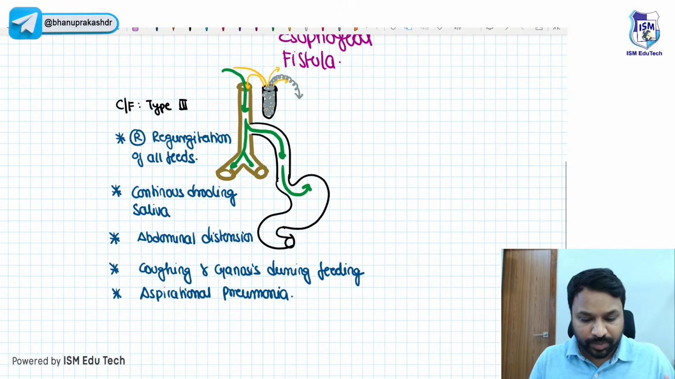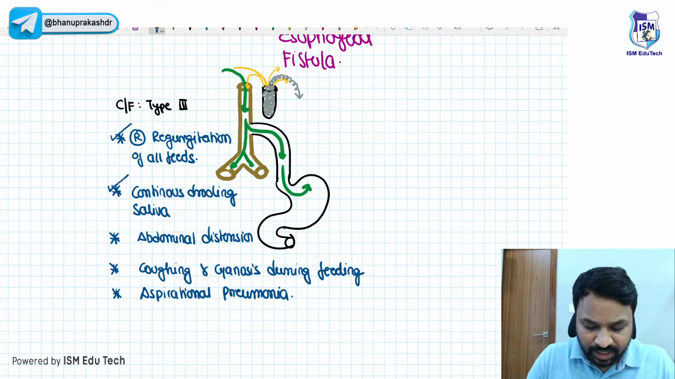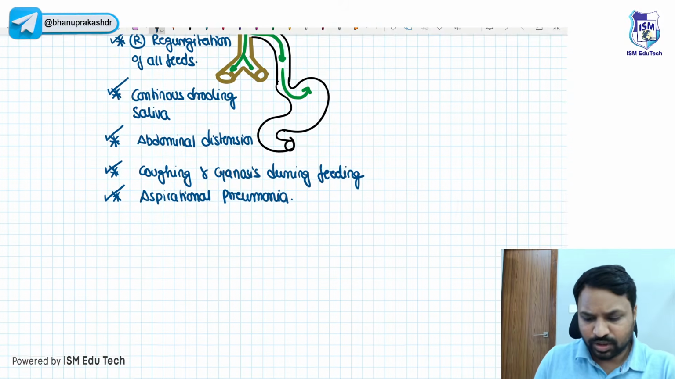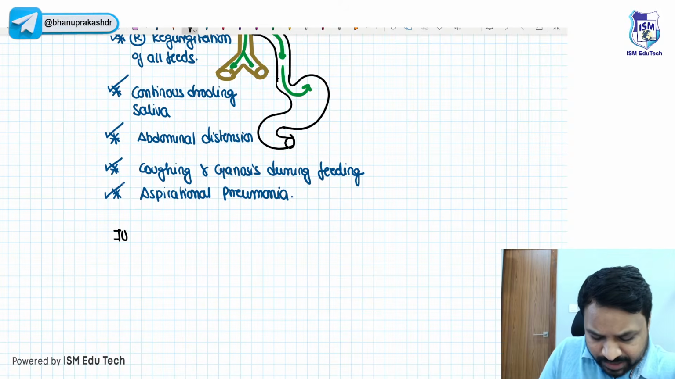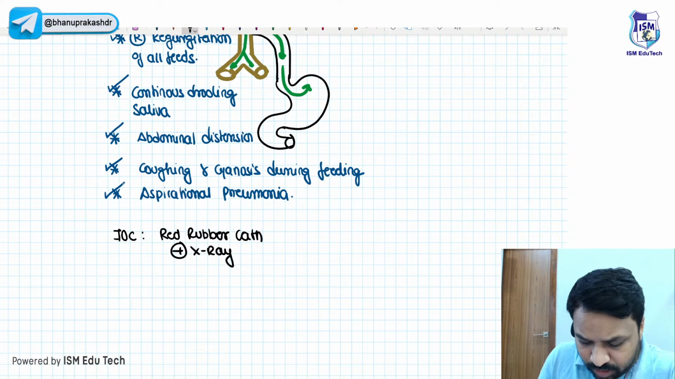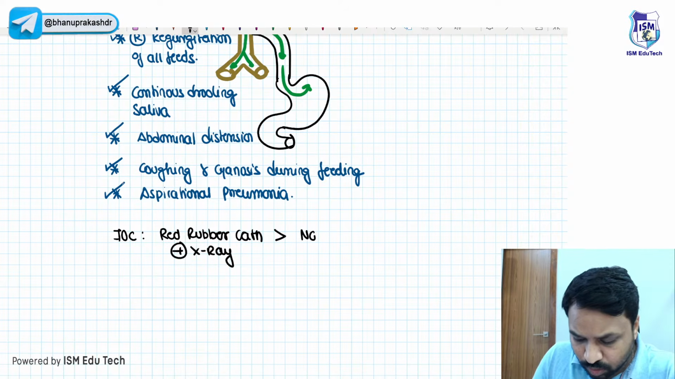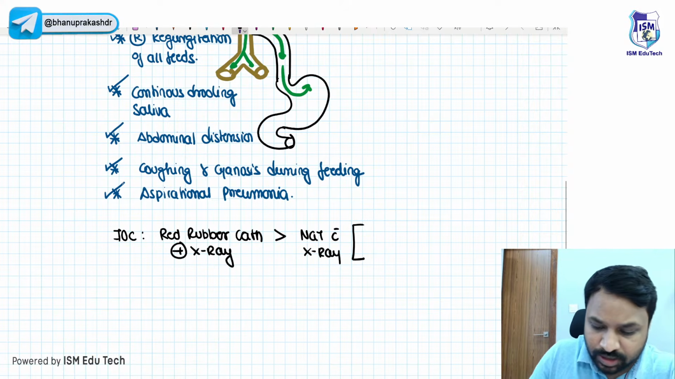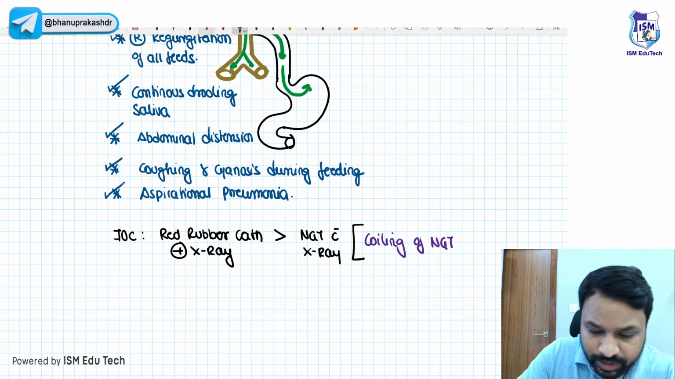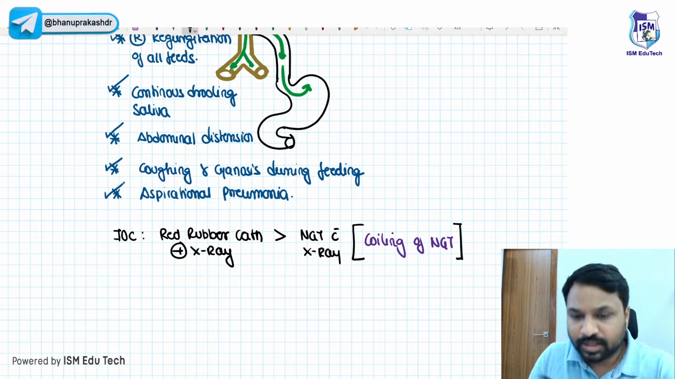Now, you have repeated regurgitation of all feeds, continuous drooling of saliva, abdominal distension, coughing, cyanosis during feeding, aspiration pneumonia. All these are life threatening, right? So when you're thinking in terms of investigation, the investigation of choice is a red rubber catheter insertion with x-ray. If this is not an option in the exam, then you can put a nasogastric tube and take an x-ray, and the finding, as everybody knows, is coiling of the nasogastric tube.